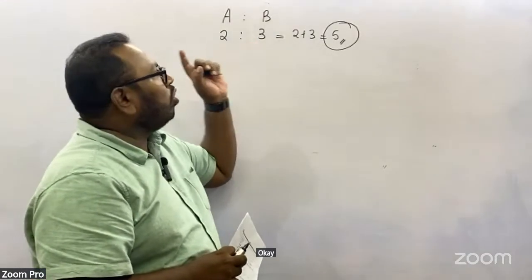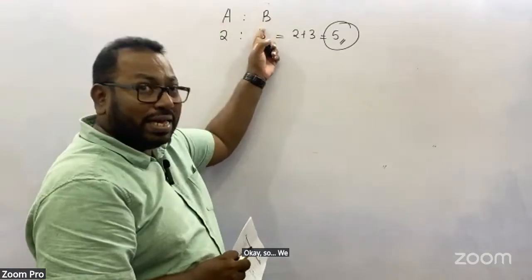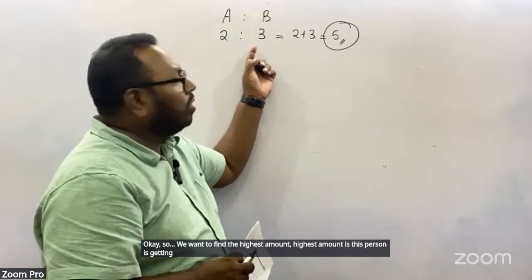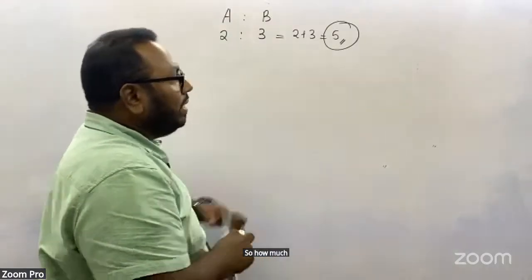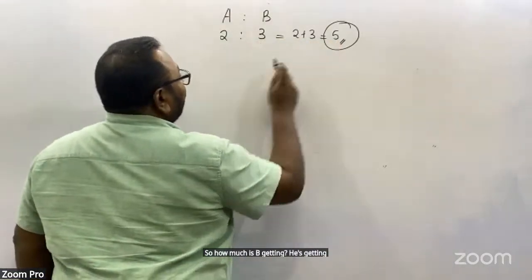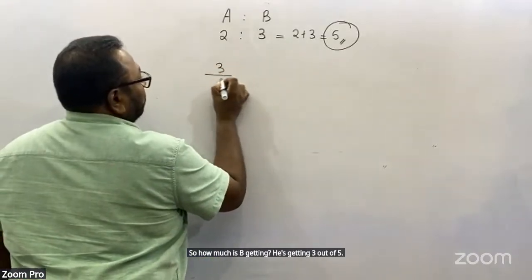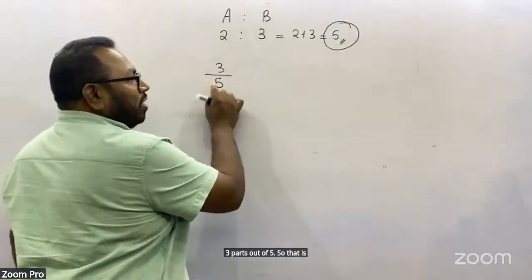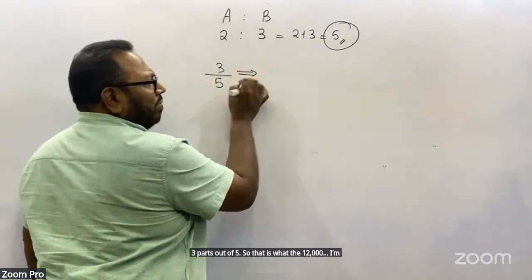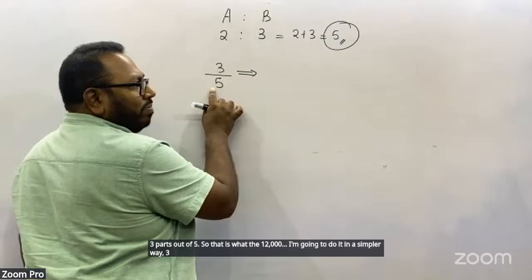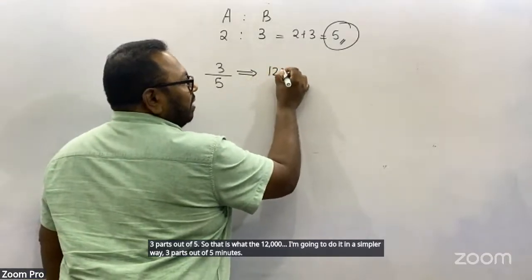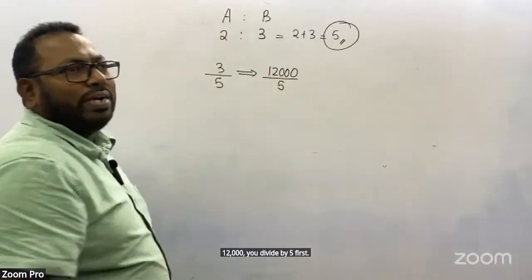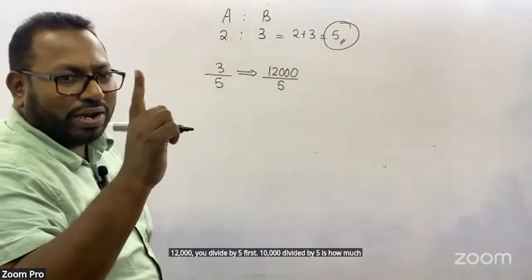So we want to find the highest amount. This person is getting the highest value. So how much is B getting? He is getting 3 parts out of 5. I'm going to do it in a simpler way. 3 parts out of 5 means you divide 12,000 by 5 first. 12,000 divided by 5 is how much? That is equal to 1 part.